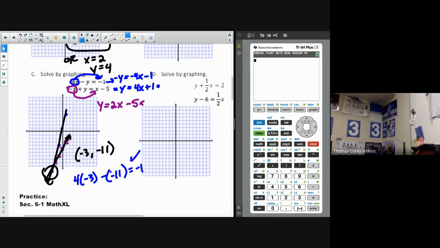And then in the other one, here we have negative x, so negative negative 3, plus y, so plus negative 11, equals x minus 5, so equals negative 3 minus 5. So this does check out. This would be positive 3 and minus 11, so that gives me negative 8. Over here I have negative 8, so it checks out on both, okay? So that was a little bit of a tough one.